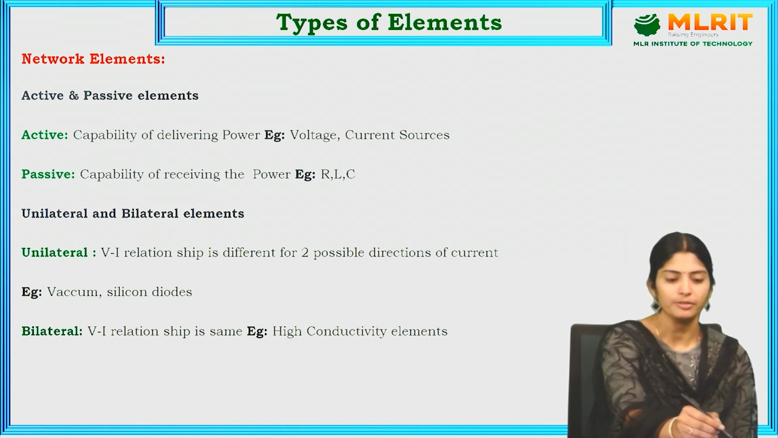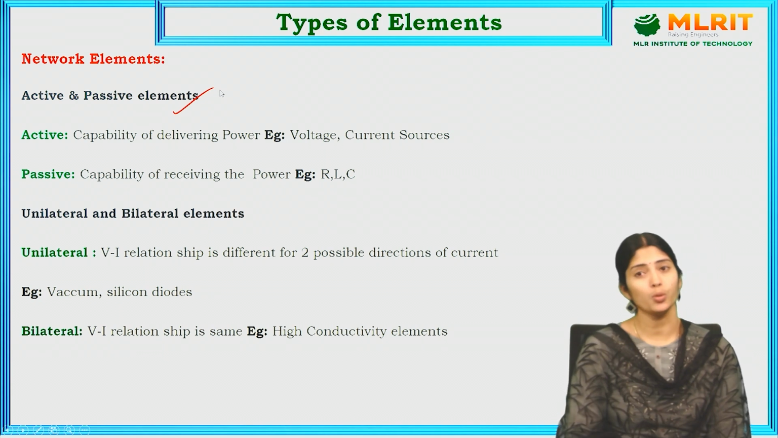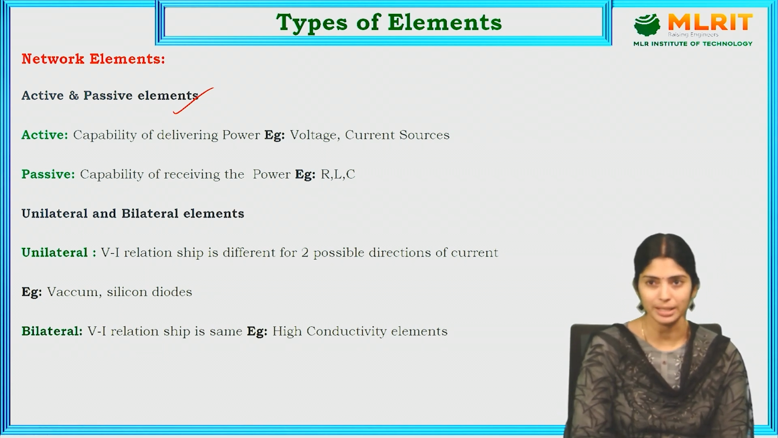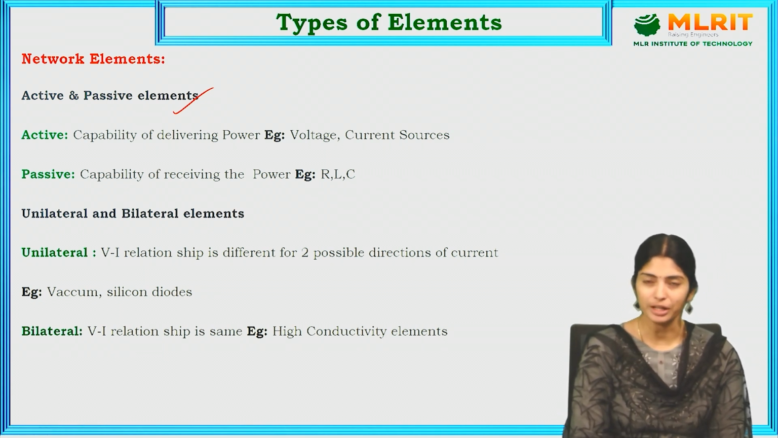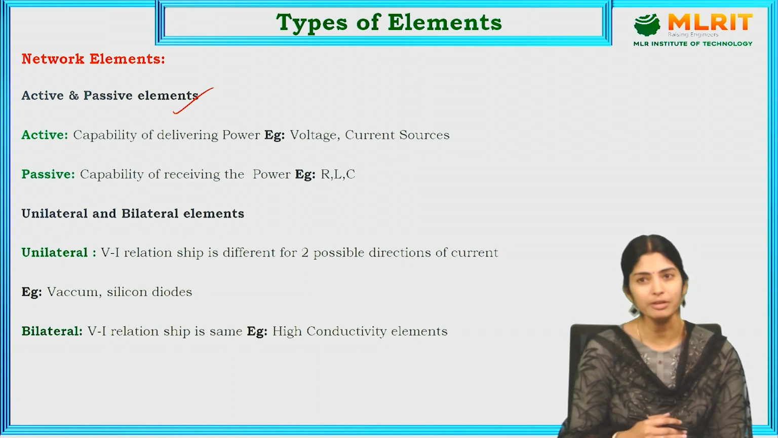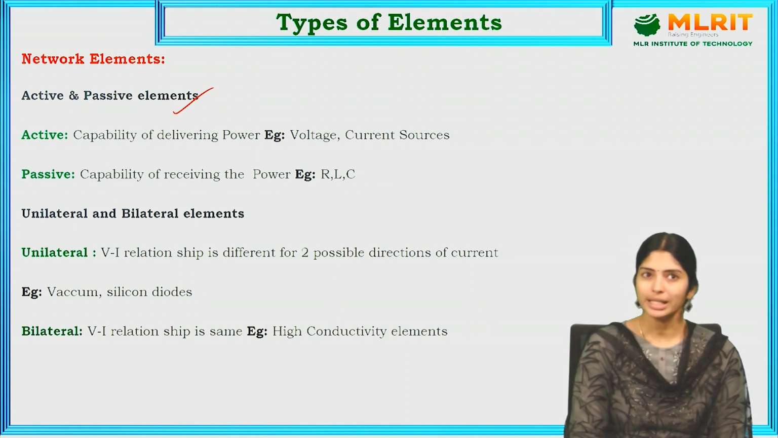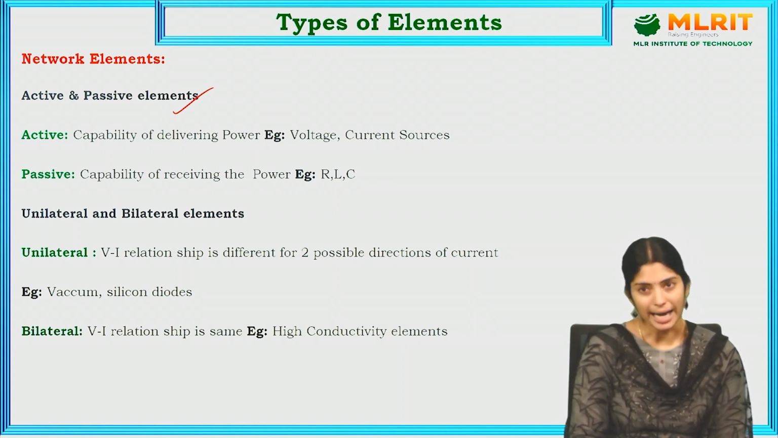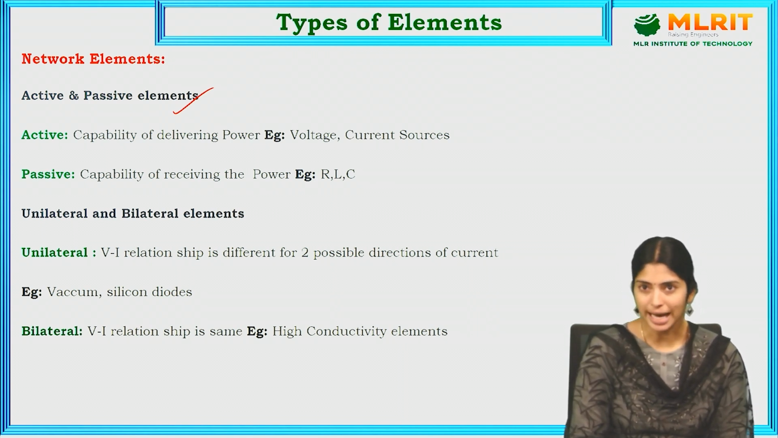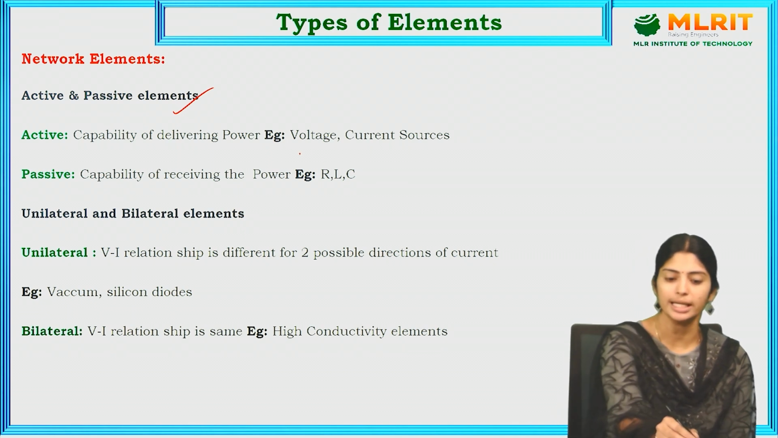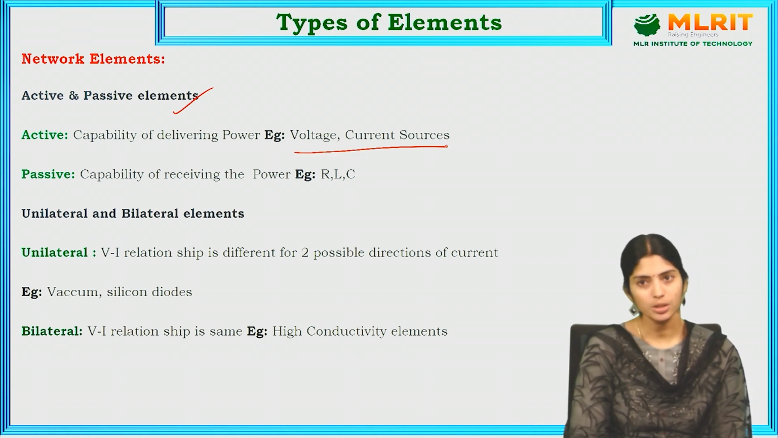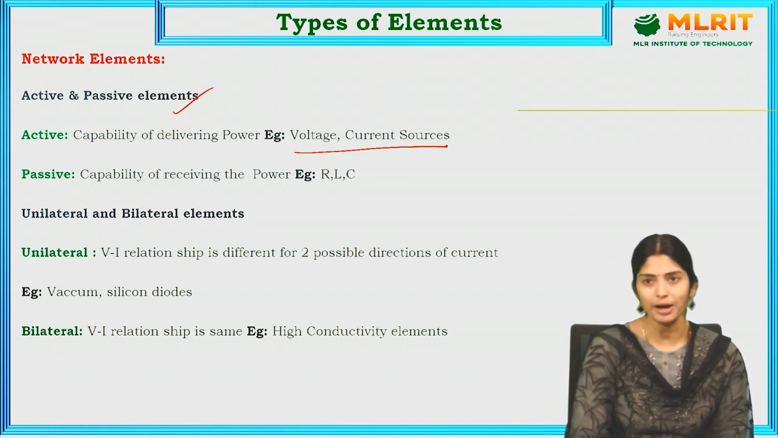The first one is active and passive elements. So what are active elements and what are passive elements? An active element is a type of element which has the capability of delivering power, meaning it can deliver power to any other external elements or sources. These types of elements are called active elements. Examples of active elements are voltage sources and current sources.